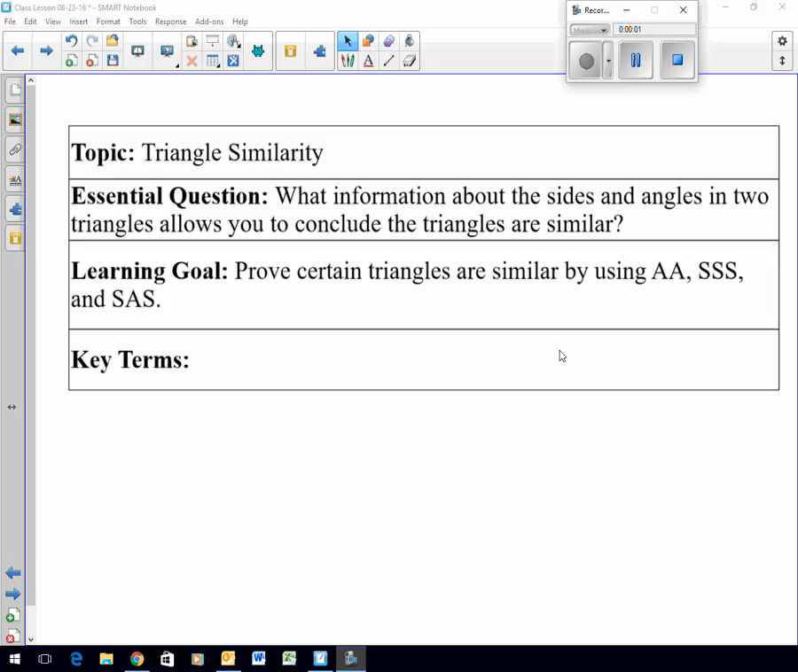Today we're talking about triangle similarity. We're trying to figure out what information about the sides and angles of two triangles allow us to conclude that the triangles are similar. We're going to prove that certain triangles are similar by using AA.